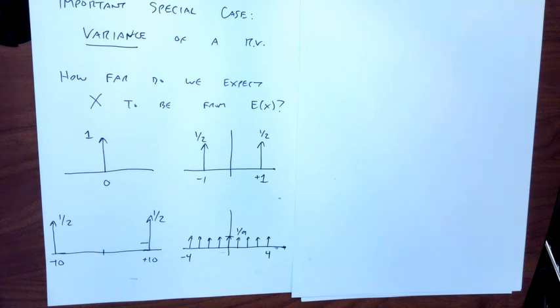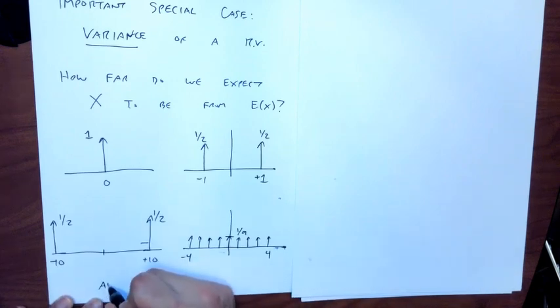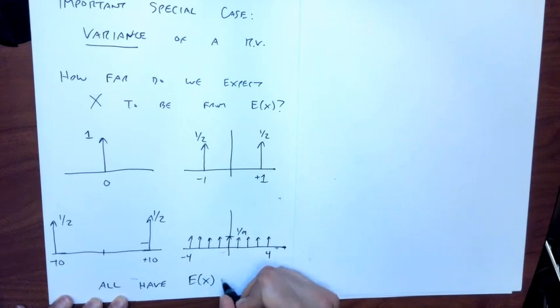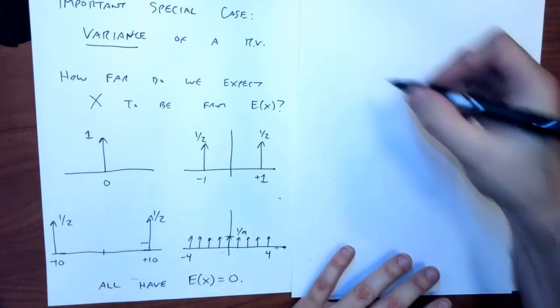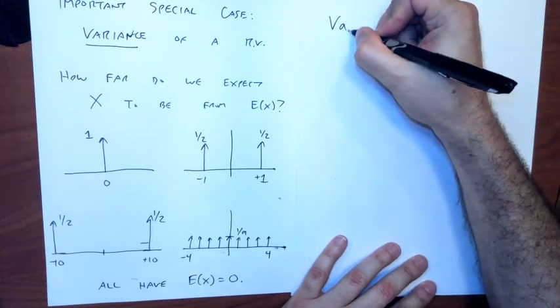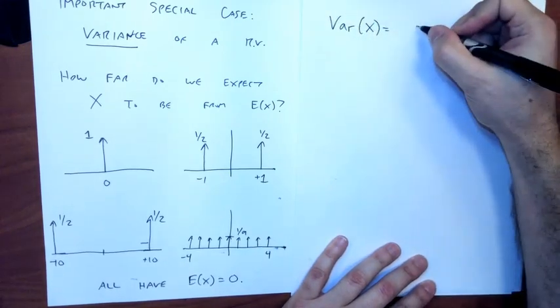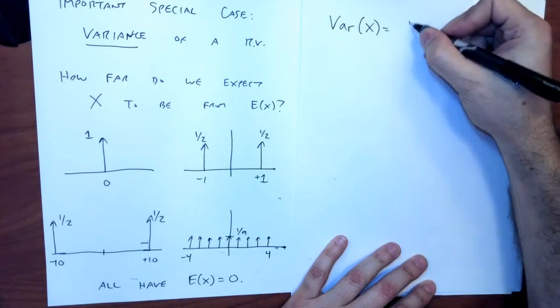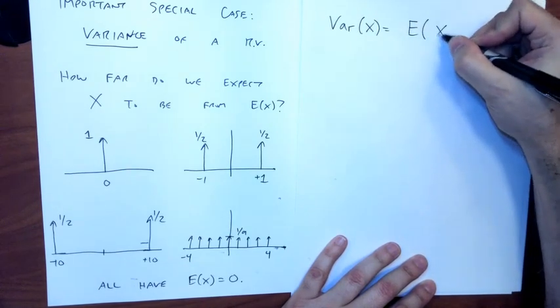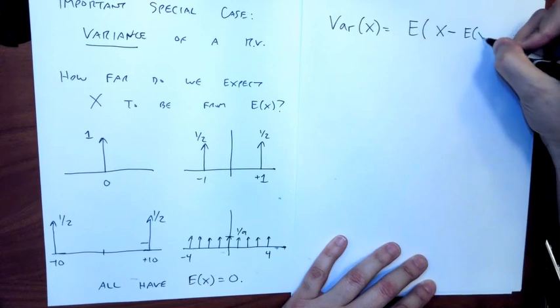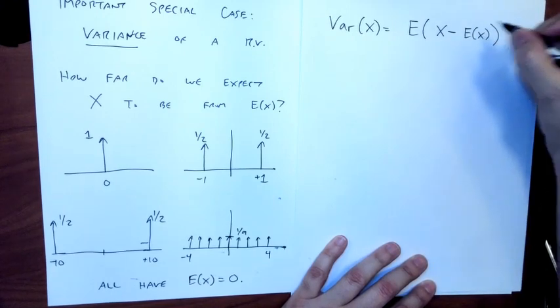So all of these PMFs have exactly the same expected value, but intuitively they have very different properties. They have very different variances. So how can we quantify that intuition? Well, the definition we're going to use is the variance of x. This is the expected value of x minus the expected value of x, squared.